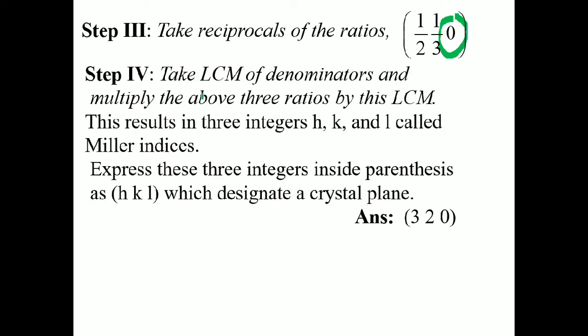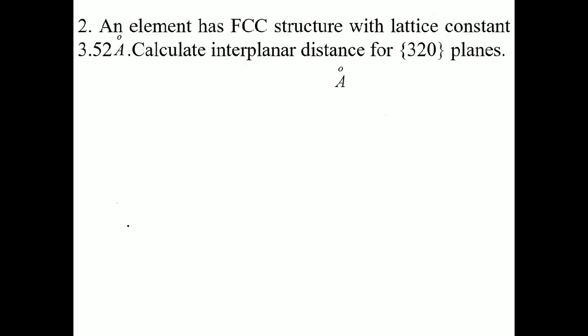And the fourth step is to take the LCM of the denominators and multiply the above 3 ratios by this LCM. That means LCM is 2 into 3, that is 6. That 6 should be multiplied with each ratio. If 6 is multiplied with half, you will get 3. If 6 is multiplied with 1 by 3, you will get 2. If 6 is multiplied with 0, that gives you 0. So these are the Miller indices. The lowest 3 integers that are used to represent a plane are known as the Miller indices. Those are the values which we have got.